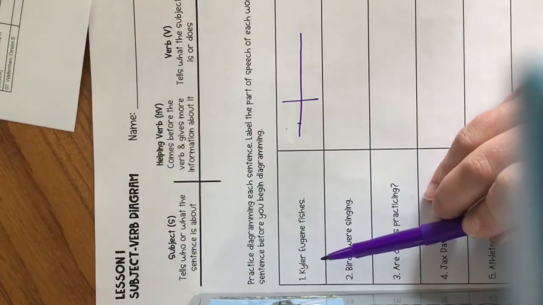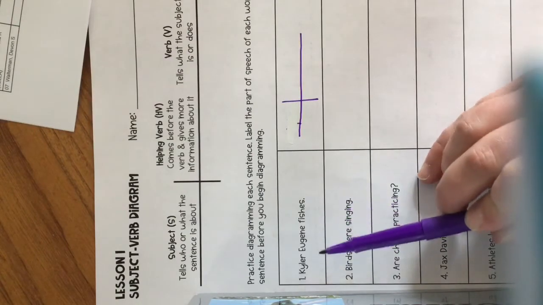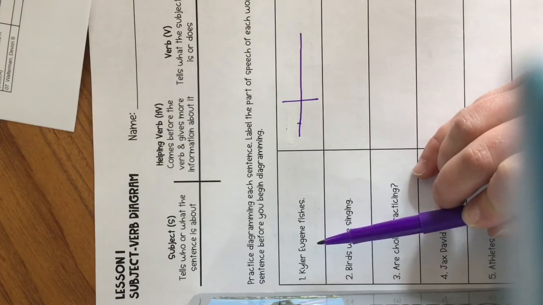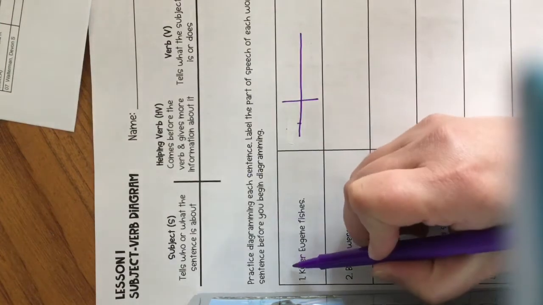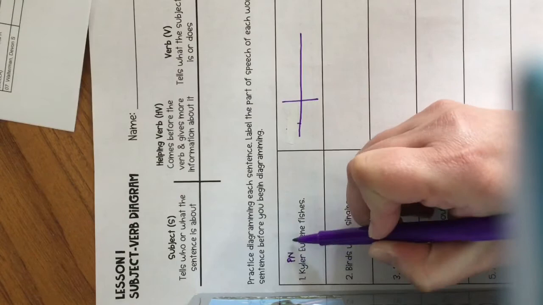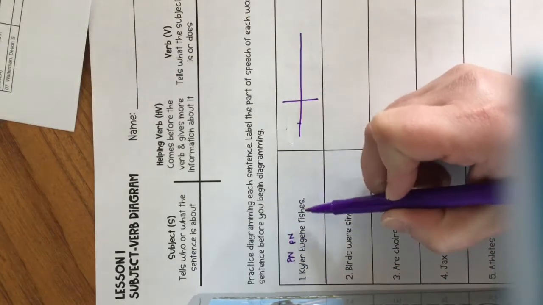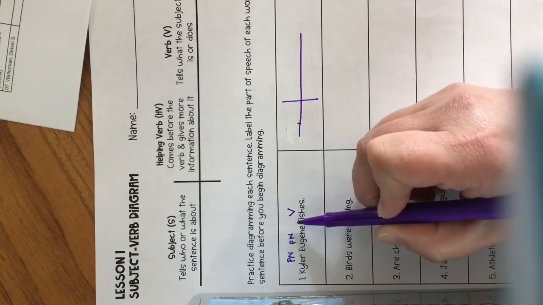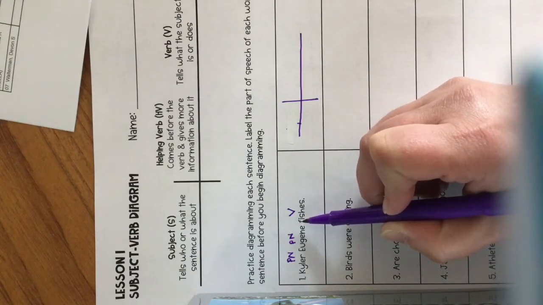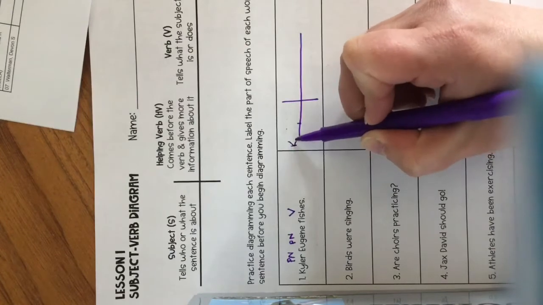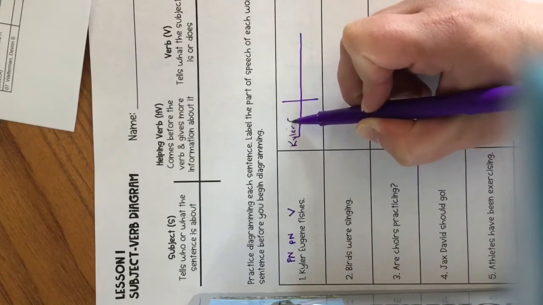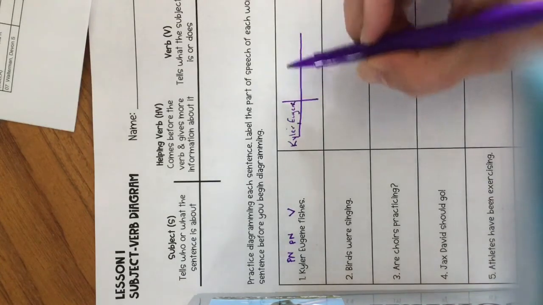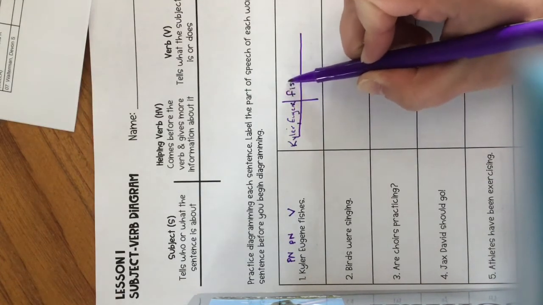So the first one, Kyler Eugene fishes. This would be a name. So if you think about your parts of speech, we would label this a proper noun. Fishes, that's something that I do. That would be my verb. So when I diagram, I will say Kyler Eugene separate from fishes.